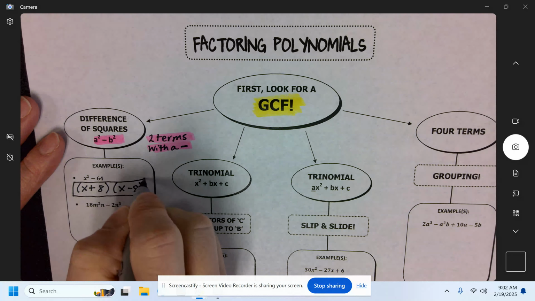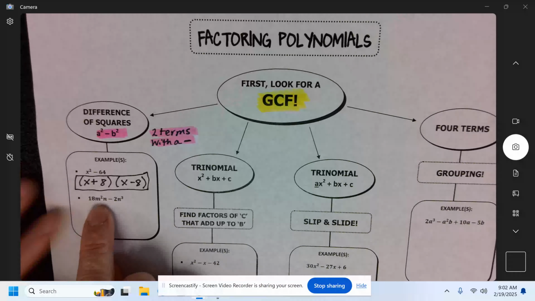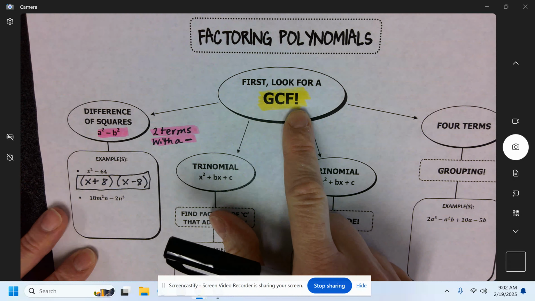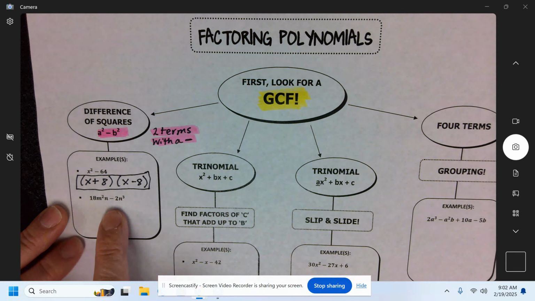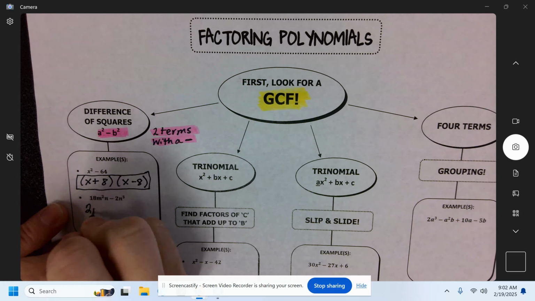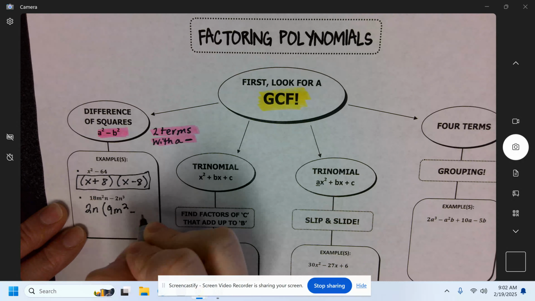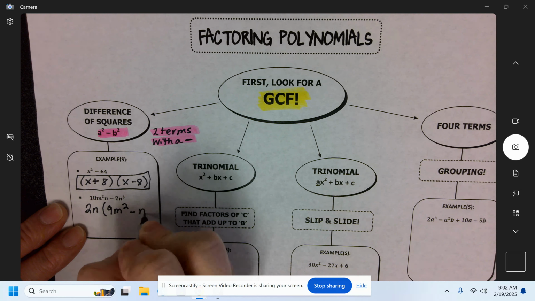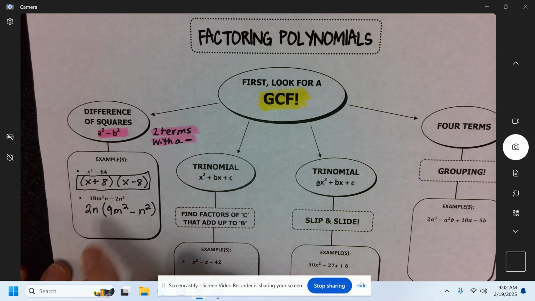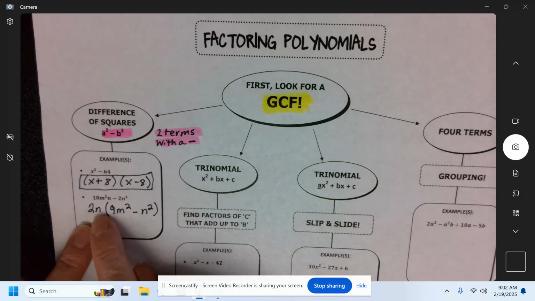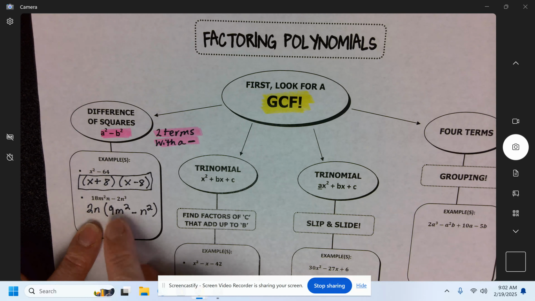If we wanted another example, again, remember the first thing to ask yourself is, is there a GCF? Well, in this case, there is a GCF. That GCF is 2n. So if we take out 2n, that'll leave us with 9m squared minus n squared. Because if we multiply this back out, we get 2 times 9 is 18, n times m squared gives us the m squared n, and then minus 2n cubed.